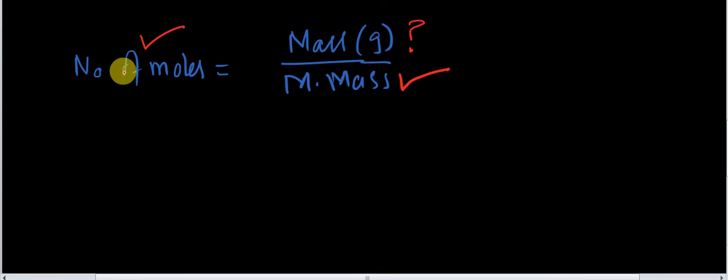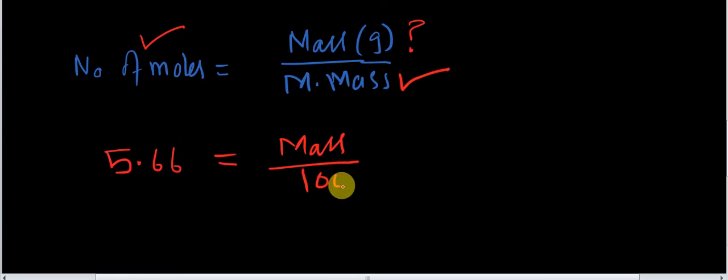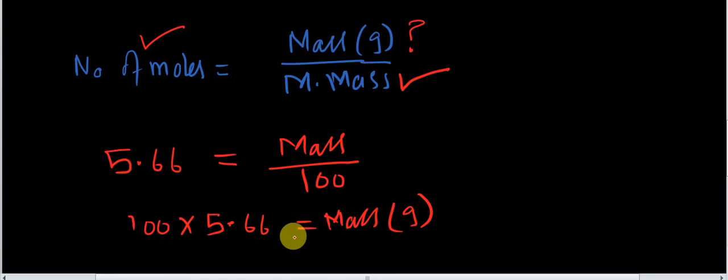Now putting the value from the question, you can see that the number of moles of calcium carbonate is 5.66 moles. What is the mass? Mass is unknown. What is the molecular mass? 100 grams per mole. In the next step, multiply the 100 with 5.66, is equal to mass in gram. And what is the answer? The answer would be 566 grams. This is your answer.